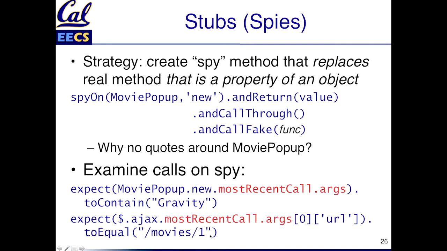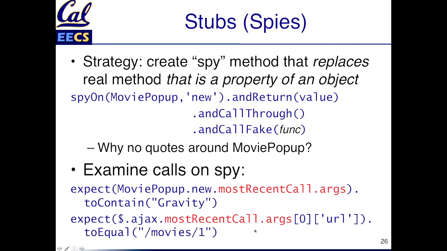Another example is when you could spy on the Ajax function. For example, you might want to verify when the user triggers some action that is supposed to cause an Ajax request, does the Ajax handler generate the correct URL with which to call the server? Right? So one way to do that is you could spy on the Ajax function itself.